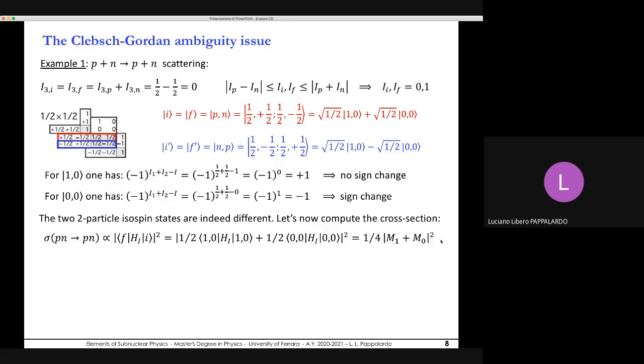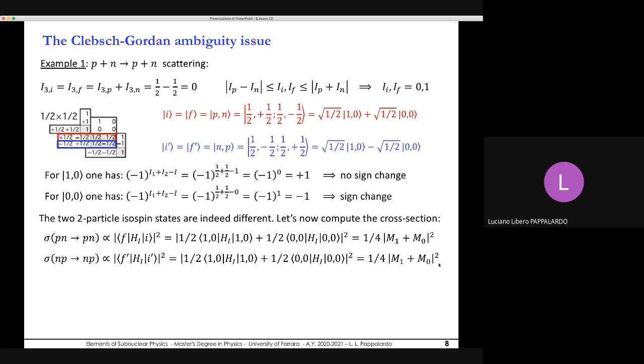Let's now do the same where both the initial and final state are swapped. So neutron-proton into neutron-proton in this case. So in this case, we have to use the I prime and F prime states for initial and final state. And nothing changes because when you calculate this object here, the one affected by the minus sign, essentially you are multiplying twice the minus sign. One for this, one for that. So overall, you get a plus sign, and so the cross-section remains unaffected.